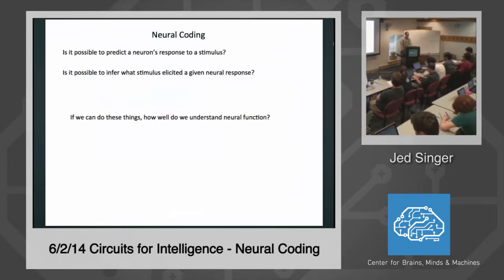And a more overarching meta question that I'd like you to keep in mind is, if we can do these two things, if we can answer these two questions, how well can we say that we understand neural function, that we understand what the brain is doing?